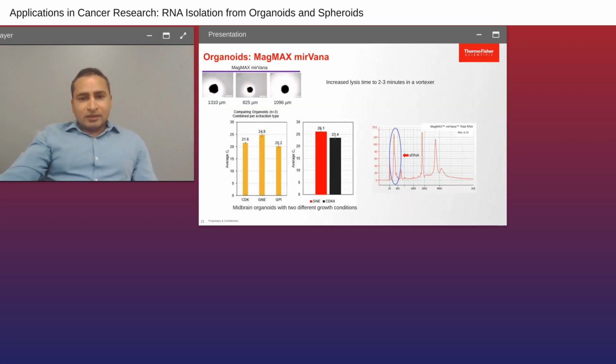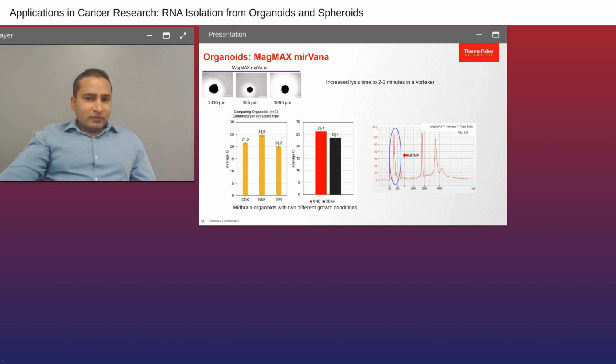Next, we also looked at RNA isolation from organoids. Organoids are another organ-like 3D cell culture that my colleagues talked about earlier. We used human midbrain organoids. Again, these organoids are slightly larger in size, and they have some strict growth requirements. So we tested these organoids with the MagMAX Nirvana kit chemistry.